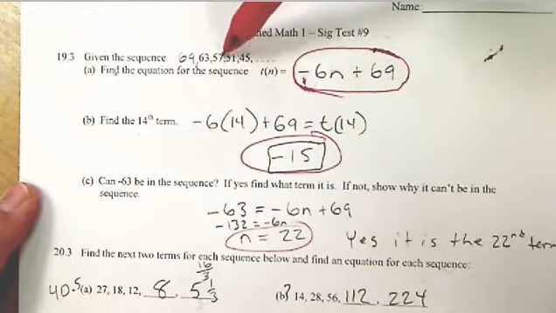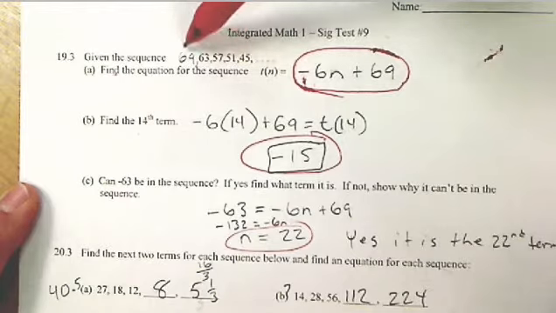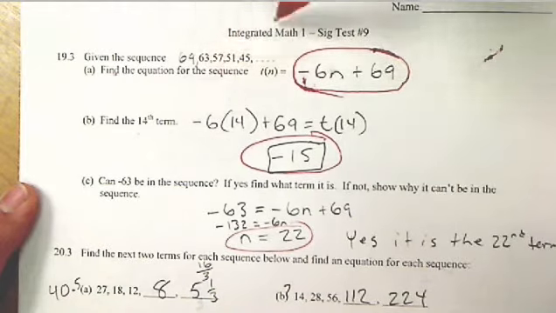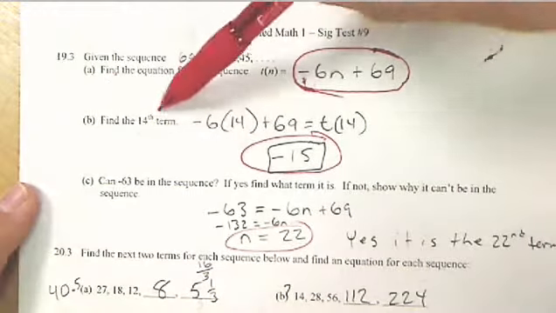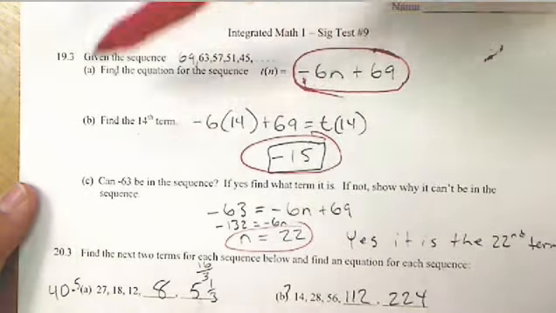It is subtracting 6 each time. To be able to write the equation, you've got to find the 0 term, since that's the first term, second term, third term, fourth term. That would be the 0, so that gives me my 0. So I added 6. Find the 14th term. That means you just plug in 14 for your n, and you get negative 15.